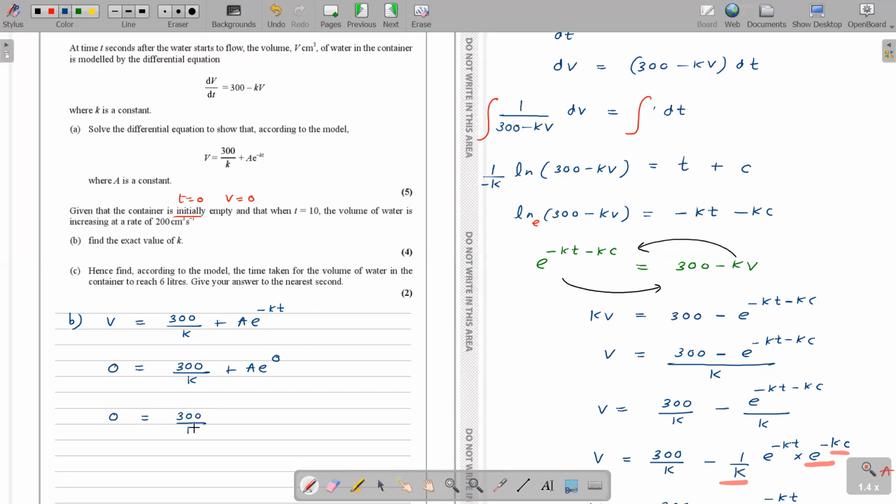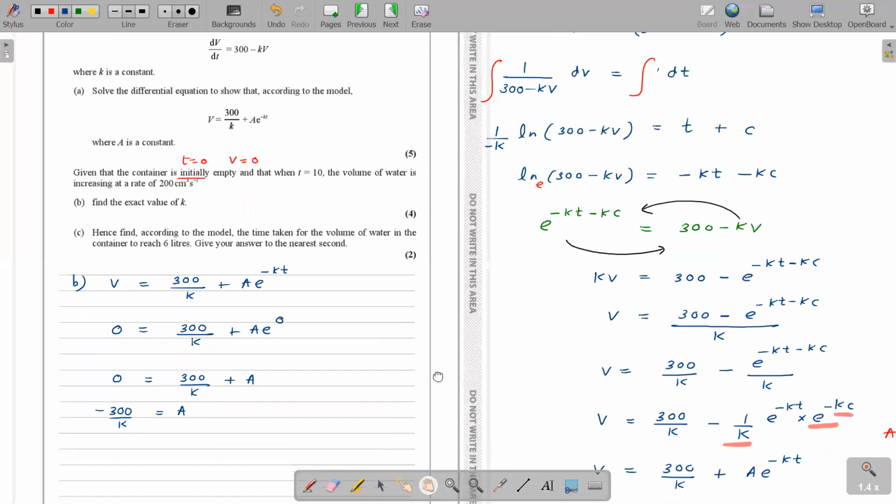300 over k plus a e to the power 0 is 1. Basically, I get here a equals minus 300 over k. So we'll come to that point and then let's use those in the next equation.